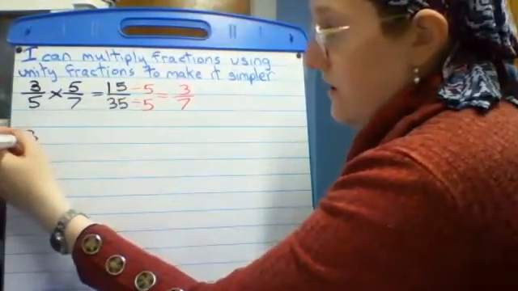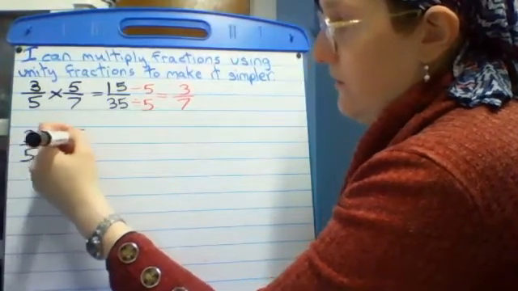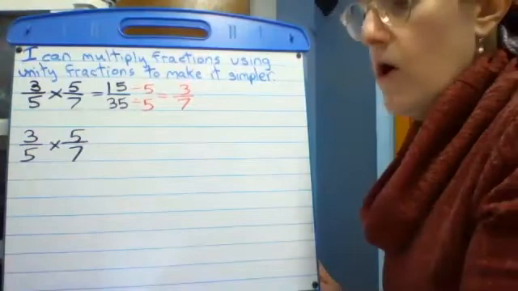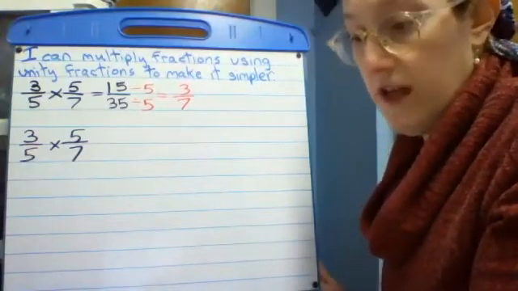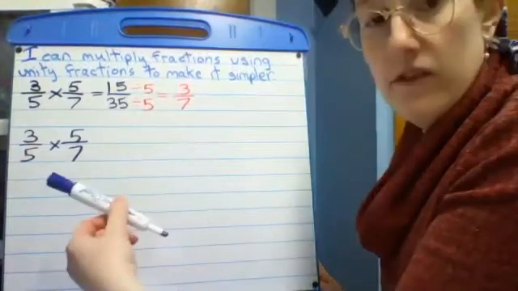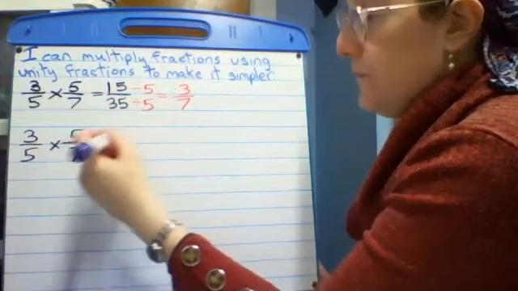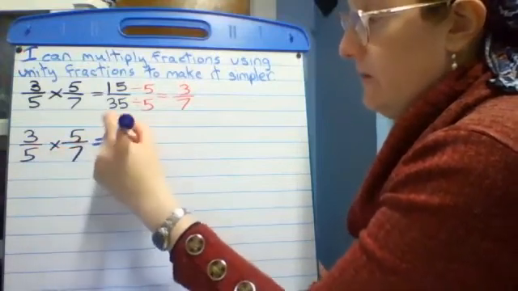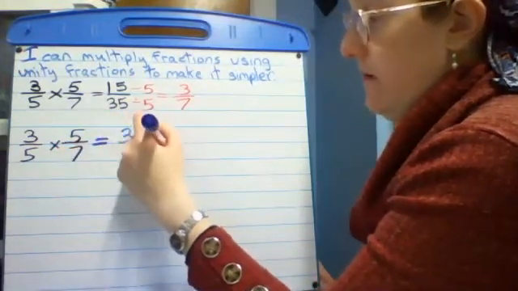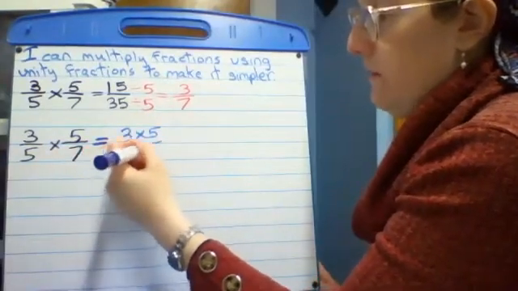Let's take the same fractions, but I'm going to show you something different. I want us to think about the commutative property of multiplication. The commutative property says I can reorganize the order of my numbers and get the same answer. Instead of doing 5 times 7, I'm going to keep it 3 times 5. But my denominator, instead of being 5 times 7, I'm going to change it to be 7 times 5.